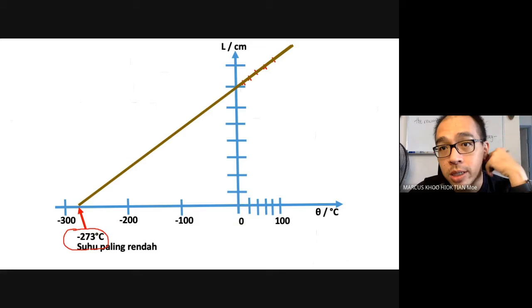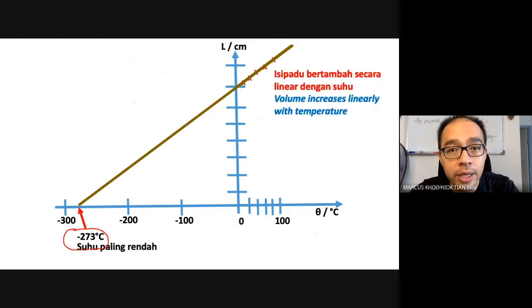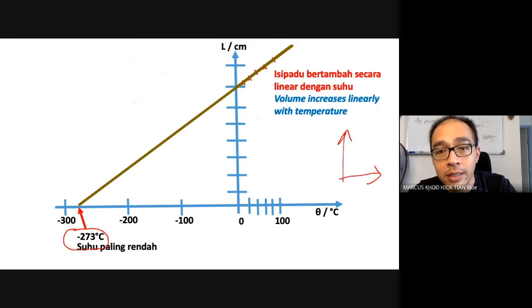Okay, the lowest temperature that we can achieve on this earth is about negative 273 degrees Celsius. Over here, volume increases linearly with temperature. But let's say I want to make this graph a directly proportional graph. Stay with me, people. A directly proportional graph must always start from 0, right?